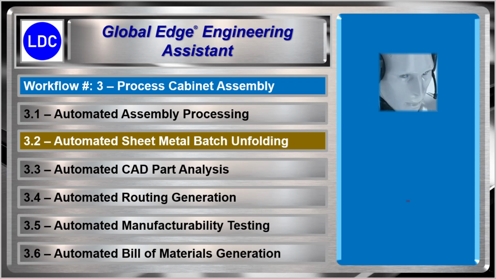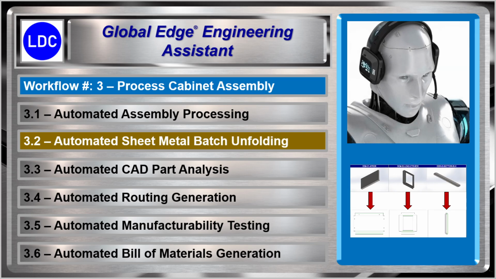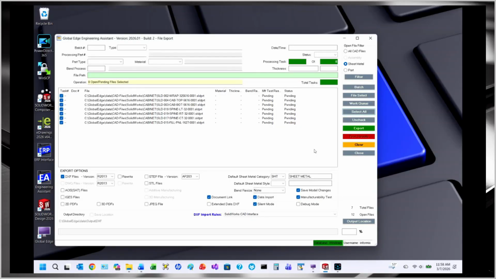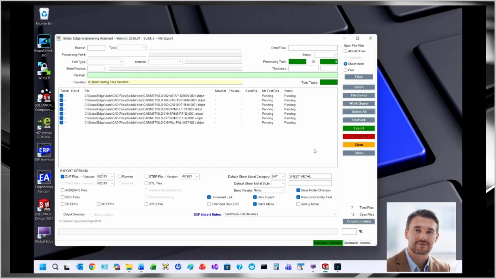This step illustrates the automated sheet metal batch unfolding capabilities, including the incorporation of extended data into DXF flat files to facilitate automated CAM program generation. At the lower portion of the file export screen, there are checkboxes to select the following export options. These options include the ability to perform an importation of complete CAD part parameters, which serve as a foundation for manufacturability testing, automated routing generation, and automated BEN program generation.